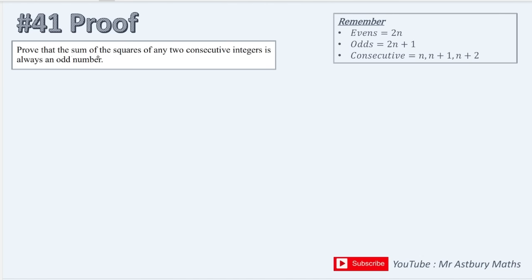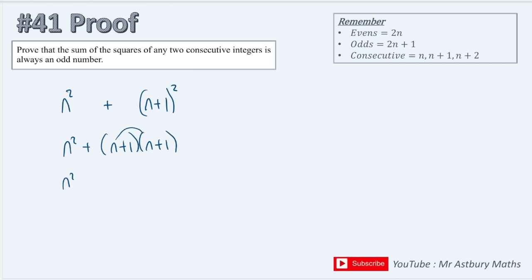Okay, next question. Prove that the sum of the squares of any two consecutive integers is always an odd number. Okay, great. Well, consecutive integers, I can use n and n plus 1. And I can do the sum, which means to plus. And it's asking for the squares, so I have to square these. And then we just expand. So we get n squared plus, this will be (n plus 1)(n plus 1). And that will be n squared, whoops, that should be a plus, plus n, and another n is 2n, and then plus 1. So this is 2n squared plus 2n plus 1.